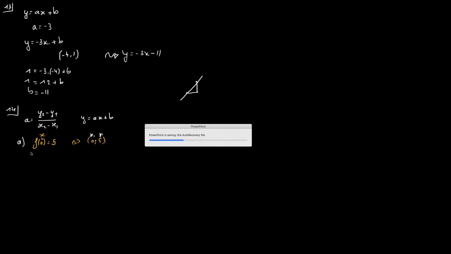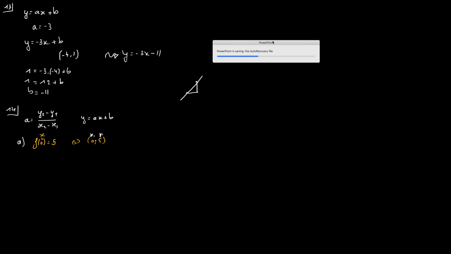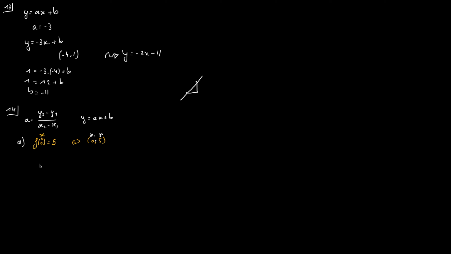okay, just a second, PowerPoint is busy apparently. So when x is 1, our function is going to be 7, or in other words, 1, 7.